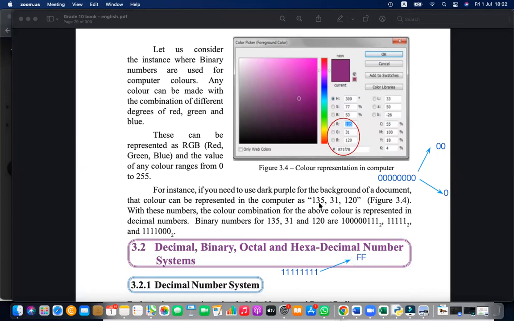In decimal, what is the value? Only convert this part and tell me the value. You know how to get the positional value.